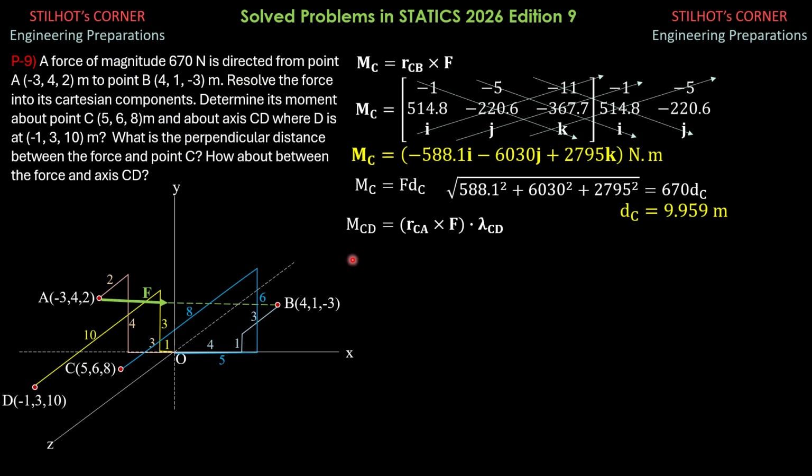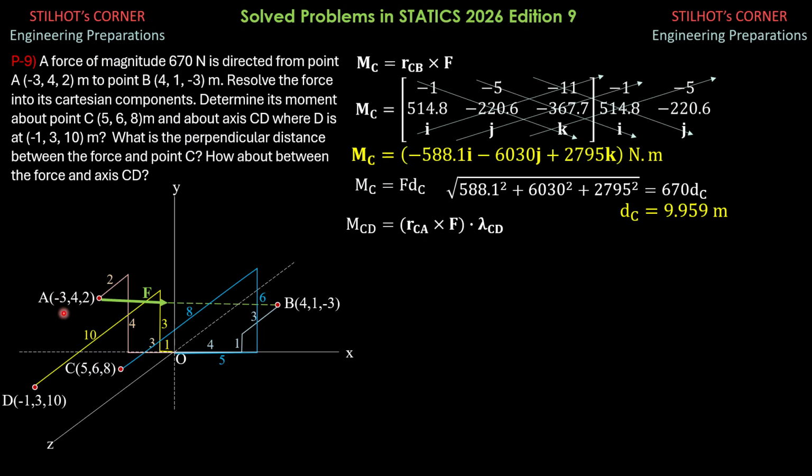Another expression for RCD is R, it should be CB, RCB cross F, then the unit vector of CD. But I'll present this. There's another one, RCB cross F dot lambda CD, and I will leave that to you.